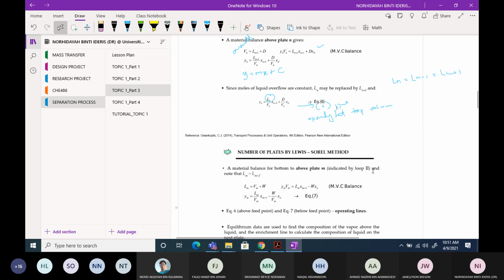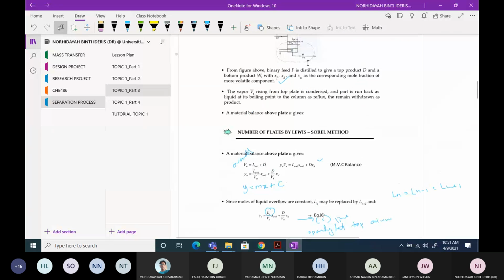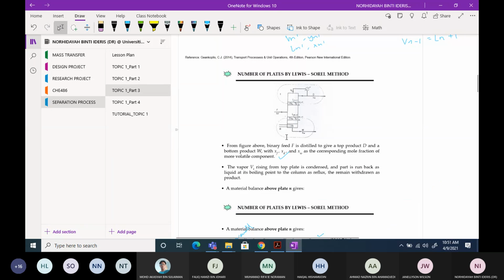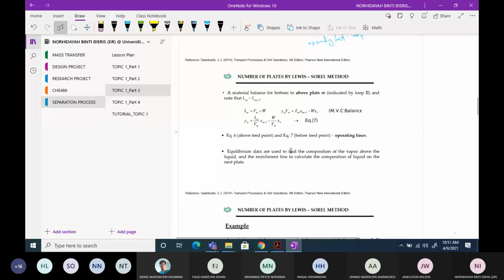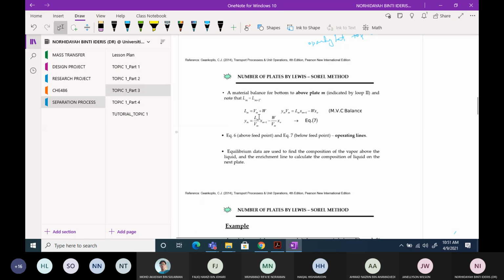Okay, so now we go to the second operating line. Right now you need to focus on the bottom part. Okay, if you look here, Lm plus 1 is equal to Vm plus W. Okay, in is equal to out. Okay, Lm plus 1 is equal to Vm plus W. So when you make an arrangement, Lm is equal to Vm.